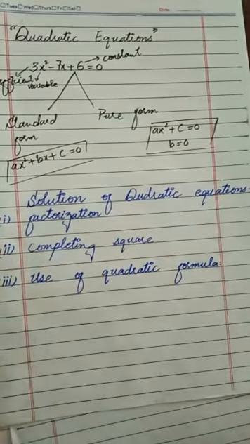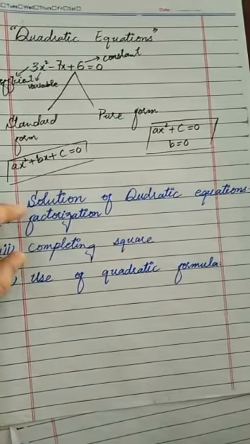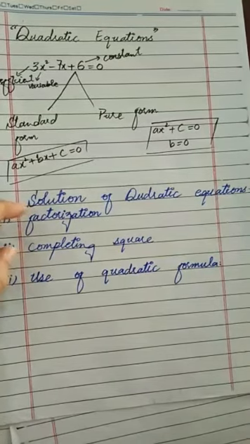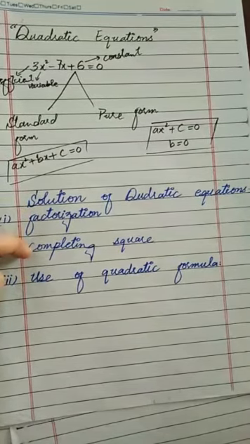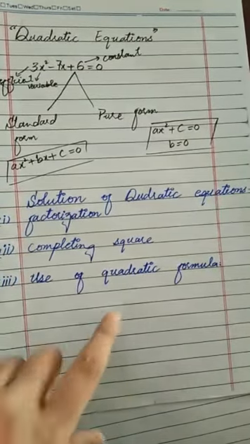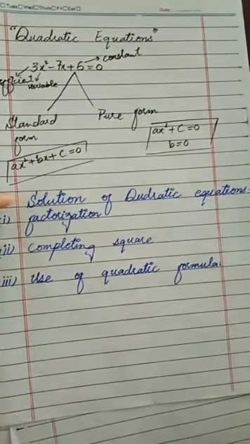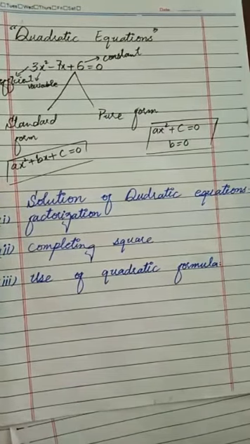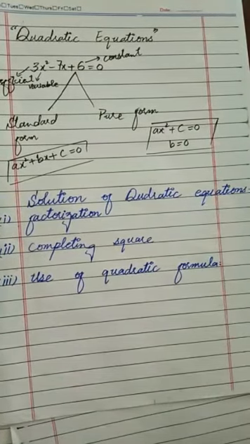So basically in your book there are just two methods illustrated: factorization and completing the square. The third one, use of the quadratic formula, is also a method to solve quadratic equations. Okay, now move towards question number 2, exercise number 1.1.